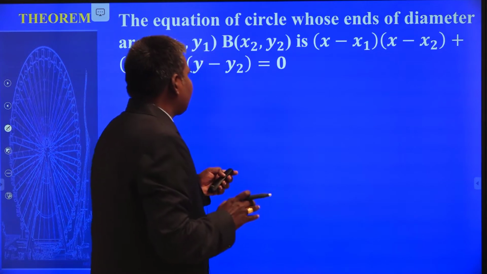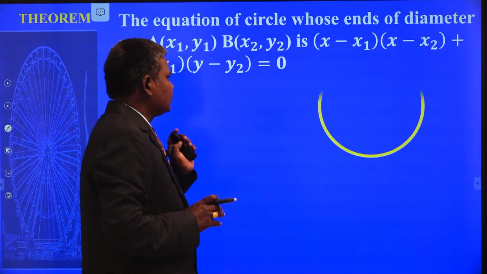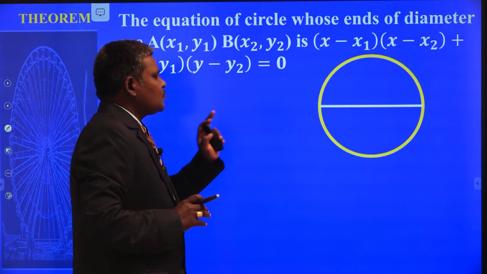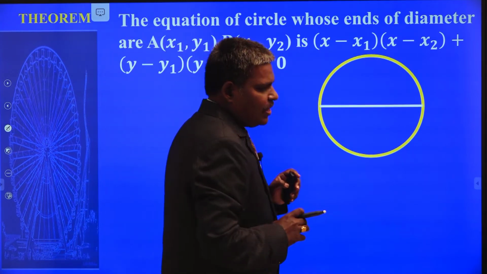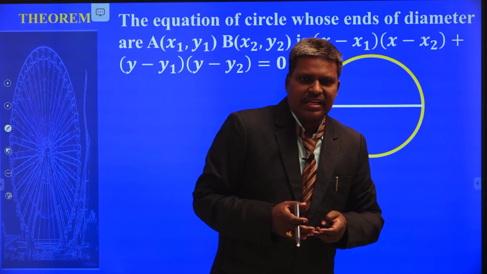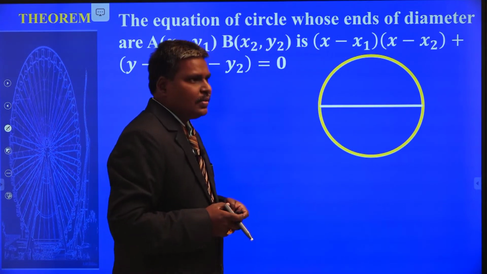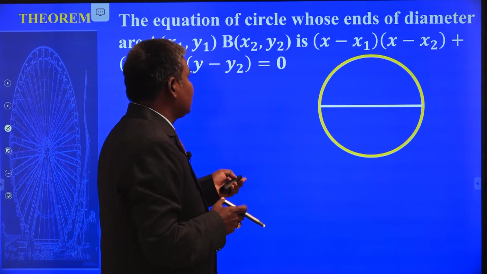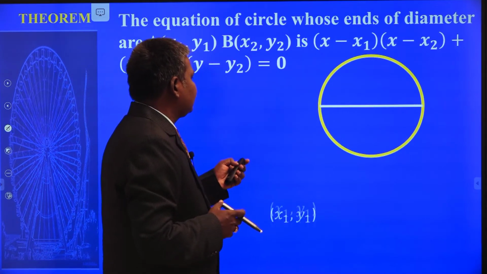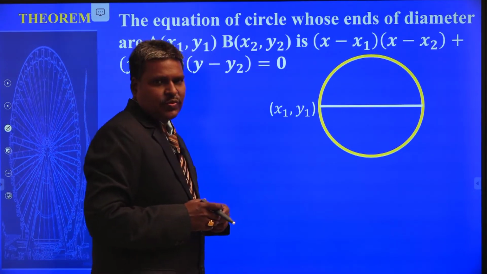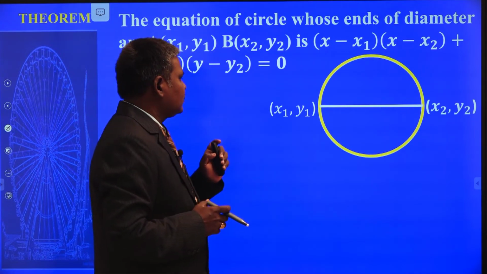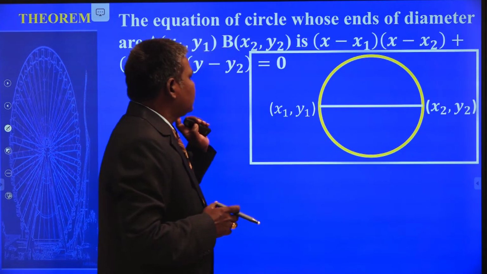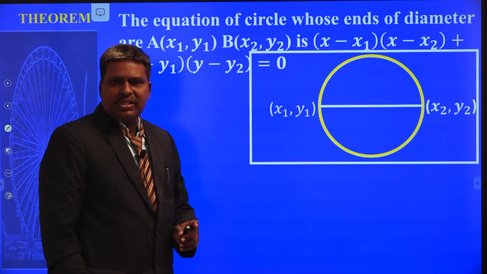Let us try to draw the figure, simply a rough diagram. Suppose this is your circle. This is one of its diameters. A diameter always passes through the center of the circle, and the center bisects every diameter. All of you know these things from the lower classes itself. (x1, y1) is one end of the diameter, and (x2, y2) is the other end of the diameter. This is the diagram related to this theorem.